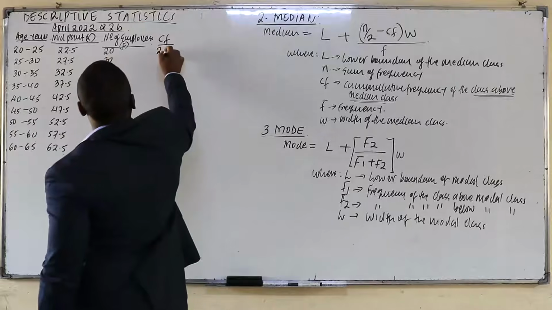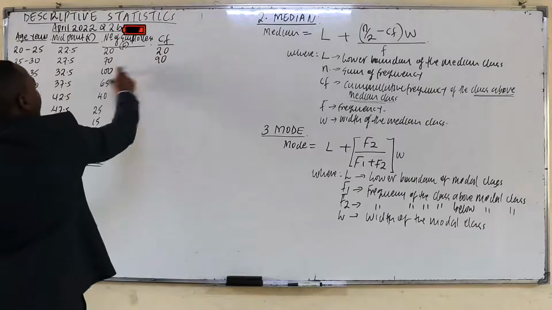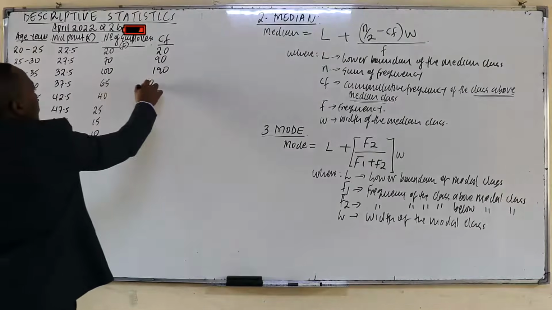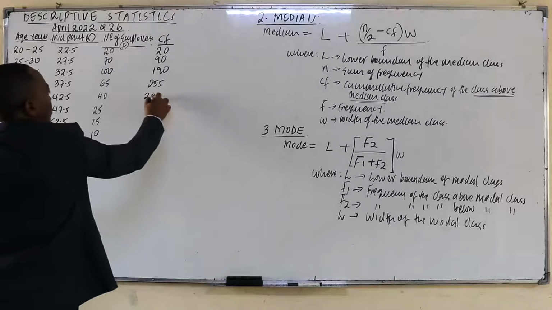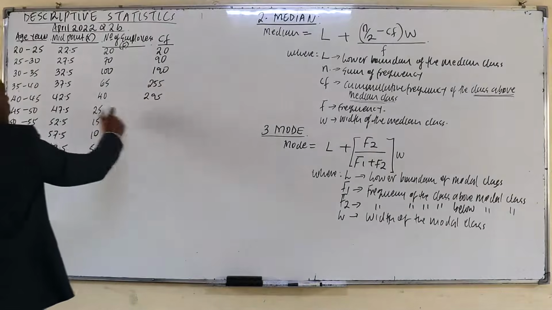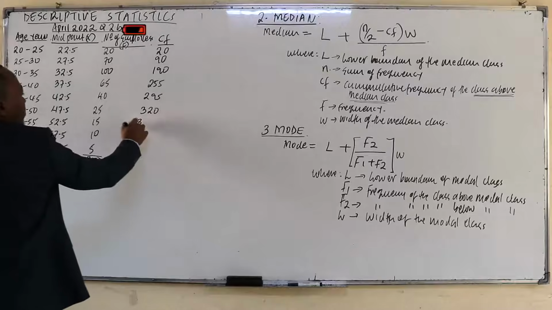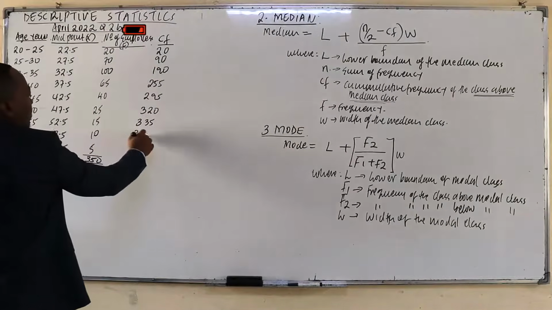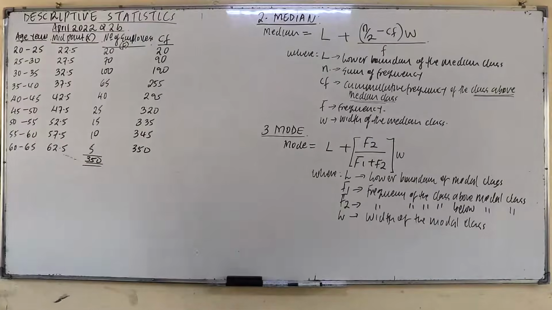20 employees plus 70, you get 90. 90 plus 100, you get 190. 190 plus 65, you get 255. 255 plus 40, you get 295. 295 plus 25, you get 320. 320 plus 15, you get 335. 335 plus 10, you get 345. 345 plus 5, you get 350.